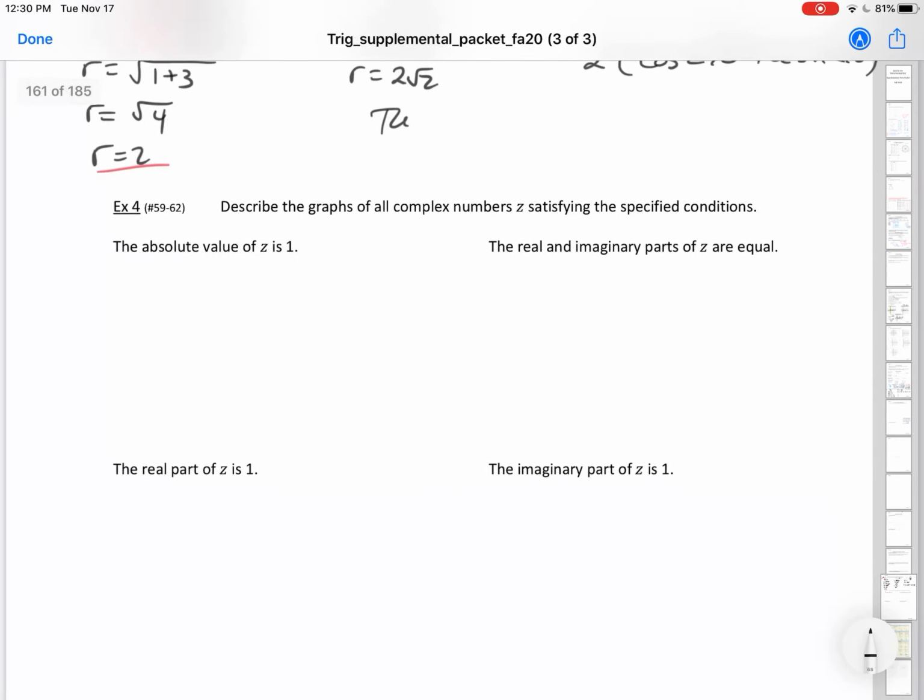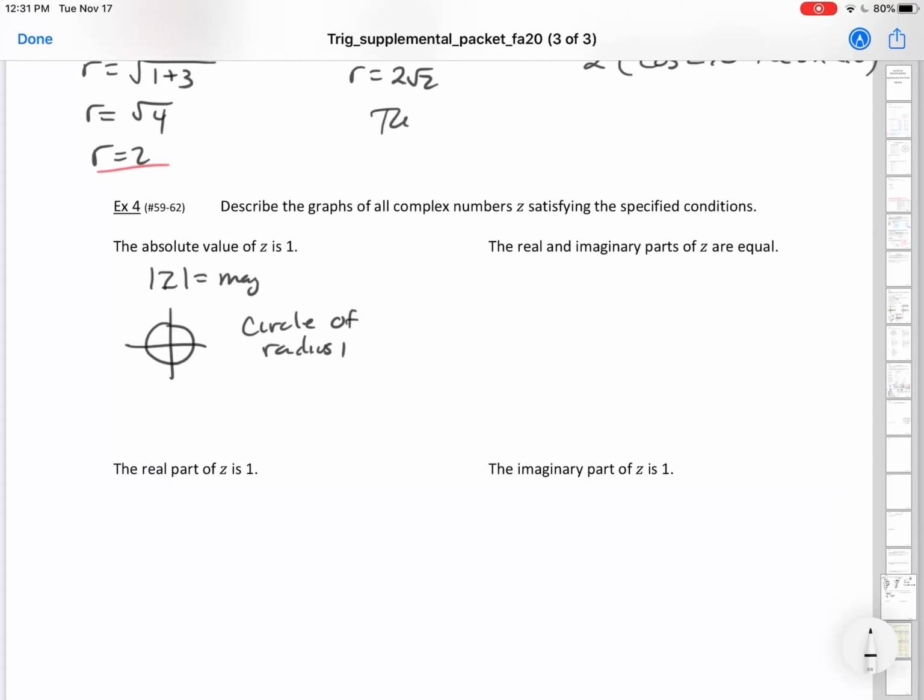Okay. Describe the graphs of all complex numbers z satisfying the specified condition. The absolute value of z is 1. So when they say the absolute value, they mean the magnitude. So what's the magnitude? The magnitude is the distance between 0 and any point. So you're picking points that are all 1 away from the center. You're going to get a circle of radius 1. That's all the complex numbers that are out a distance of 1 will form a circle of radius 1. It wouldn't matter what angle you're at.